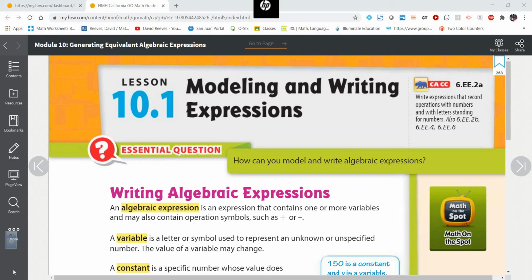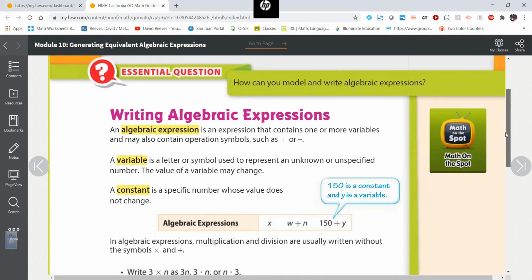Hey everybody, Mr. Reeves back with you, and we are looking at lesson 10.1 in the 6th grade math book, Modeling and Writing Expressions. So in a previous video, I went through the lesson.